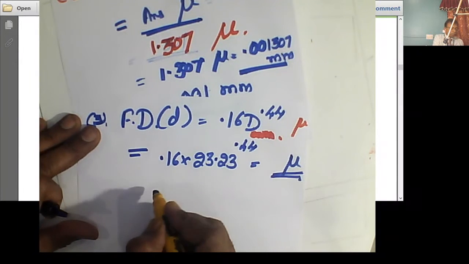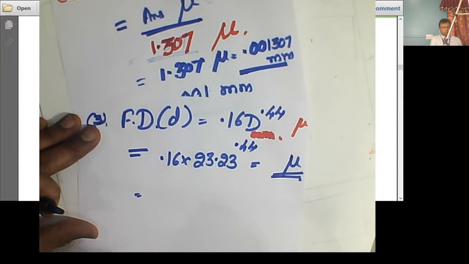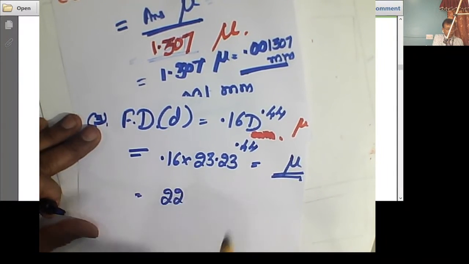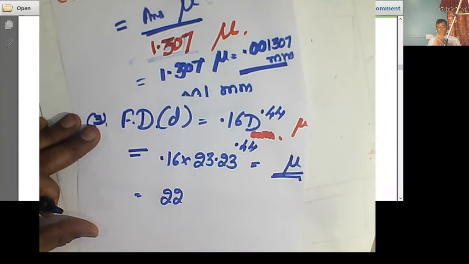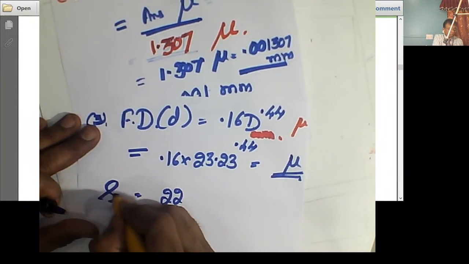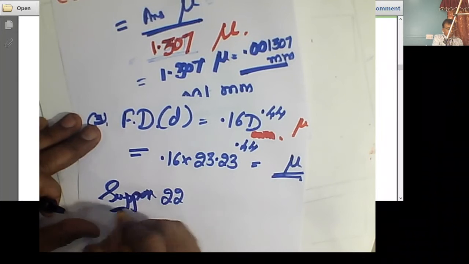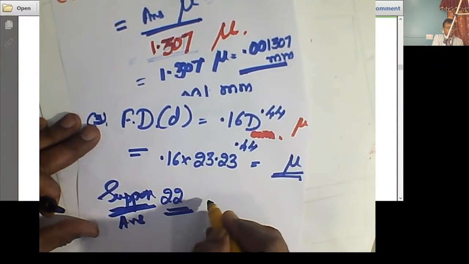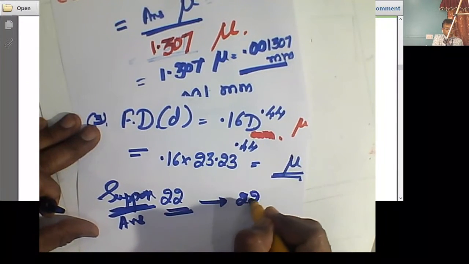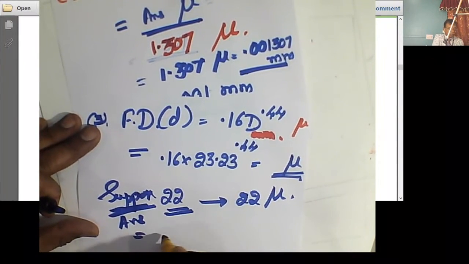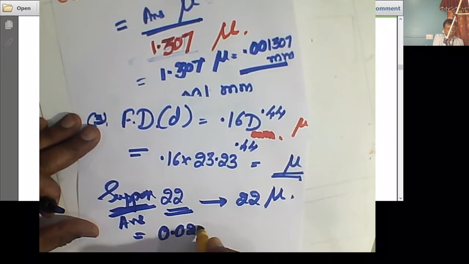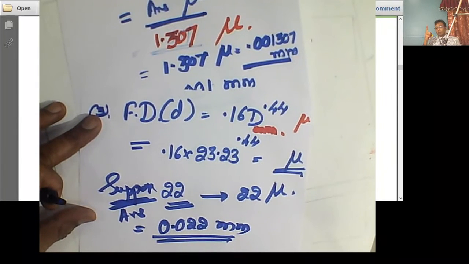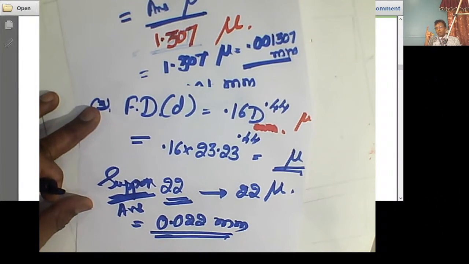I don't know how much that is, find out. Let me say it is 22 microns. Please don't follow this, it is only for reference. So supposing the answer you get is 22, and this 22 is nothing but 22 microns. That is nothing but 0.022 mm, and this is the number we need further. That is the fundamental deviation. I think I have made it very clear here.